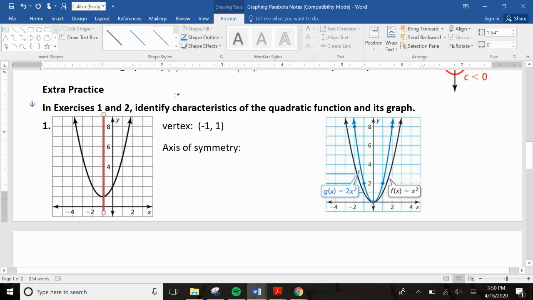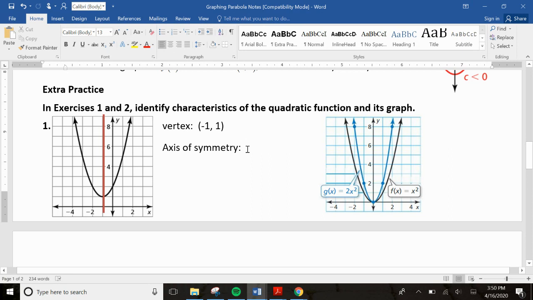Okay, there's my axis of symmetry, right? It's a vertical line, so it's going to be of the form x equals. And now we just have to figure out, well, what's the x value of my line? And if I notice, since my vertex is on the axis of symmetry, it's always going to be the x value of my vertex. So the axis of symmetry is x equals -1.